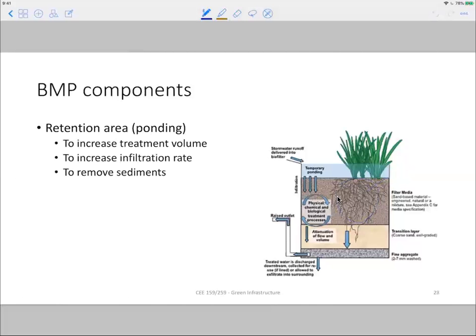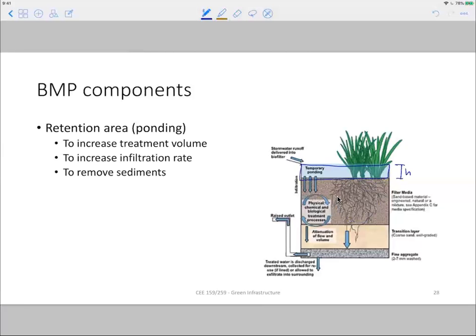And the third one is retention area. The retention area is this particular section, if you see over here. That's the top area where most of the stormwater ponds. The reason why it is important is that it determines the capacity of the BMP to treat stormwater volumes. If you have less depth over here, so this height is critical.